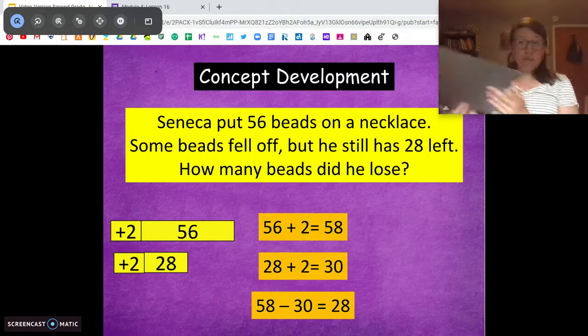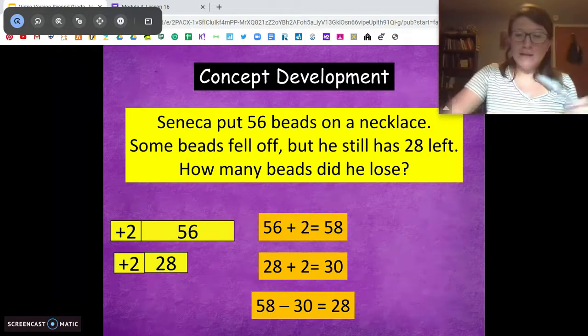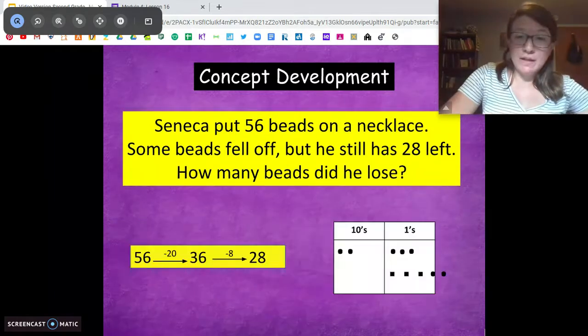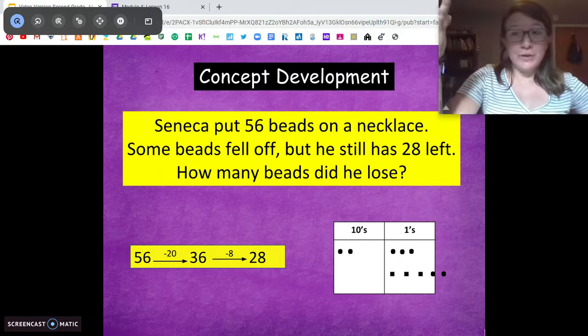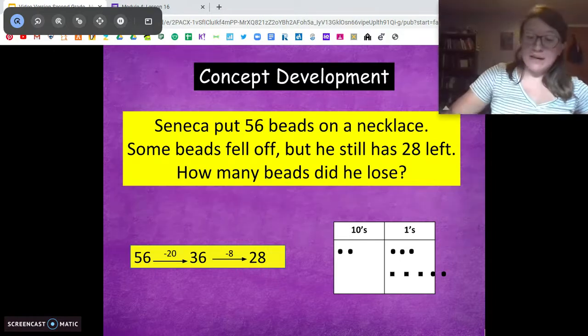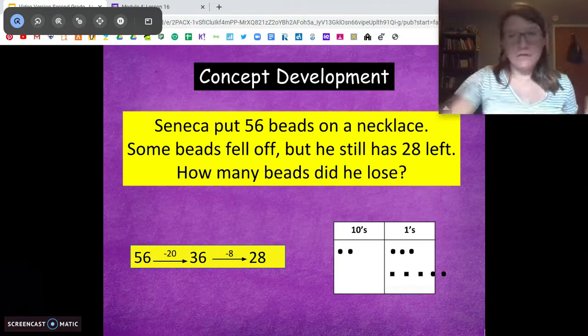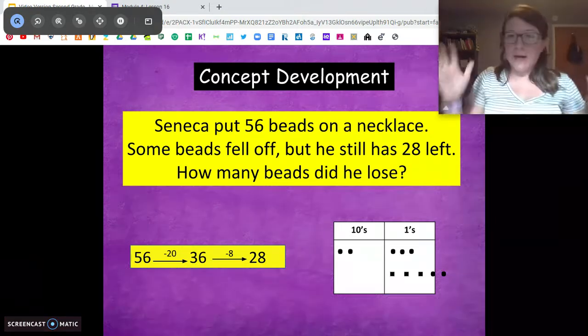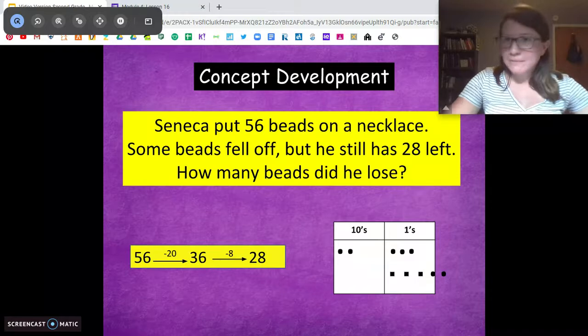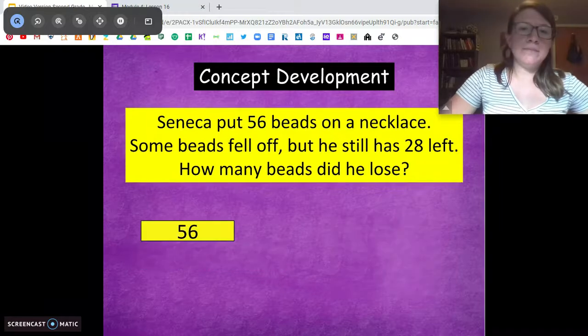If it's easier for you to make tens, by all means go ahead. If it's easier for you to do the arrow method, go ahead. If it's easier for you to draw the picture, set it up the vertical way, go ahead. Any way works for you, that works for me. Whatever way your brain works. All of our math brains work differently, so do whatever makes sense to you.